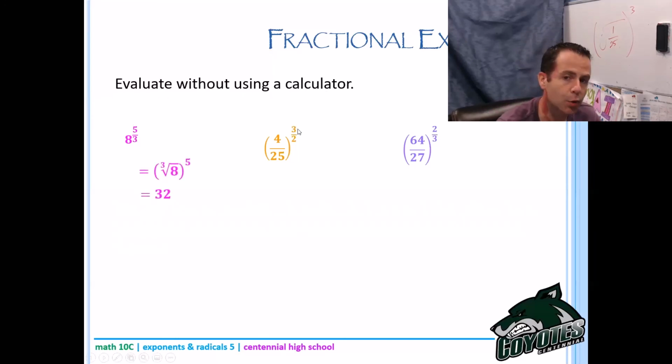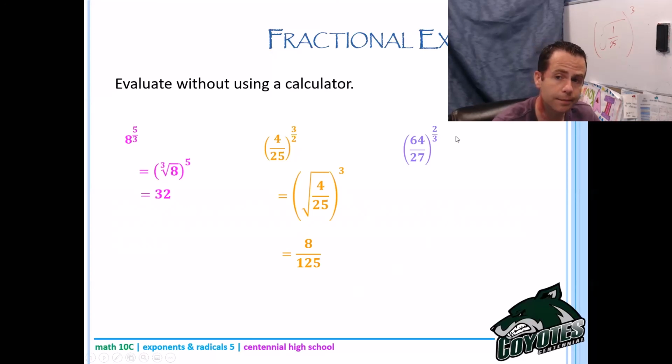Here, I'm looking at the square root of 4 over 25, and then I'll take that to the 3. The square root of 4 over 25 is 2 over 5. 2 to the 3 is 8, and 5 to the 3 is 125. So my final answer would be 8 over 125.